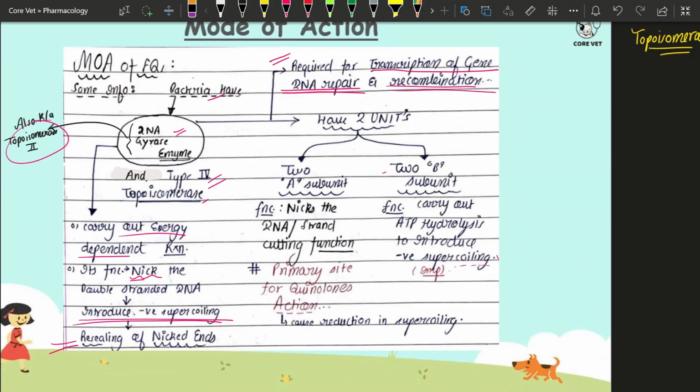Okay, so in the DNA gyrase there are two subunits, the subunit A that I had told you about and the subunit B. So what is the purpose of subunit A? Subunit A is responsible for the formation of a nick in the DNA strand, as I had told you, and has a cutting function, right? It is also the primary site for the action of the quinolones. If we talk about the B subunit, it introduces a negative supercoiling in the presence of ATP hydrolysis, right? I hope this part is clear to you.